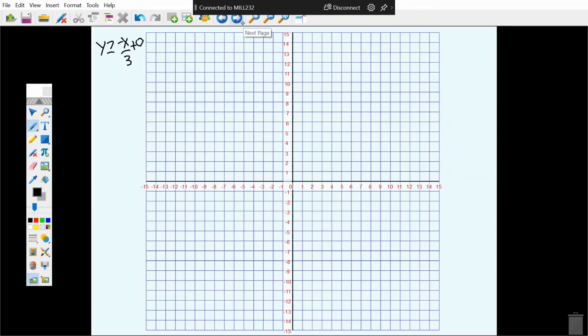Okay, so my y-intercept is 0. My slope is negative 1 over 3, so down 1, and then 1, 2, 3. I connect those dots. Now I do my test. For a test, again, I can't choose 0 and 0 for this one because it's on the line. I'm going to choose 2 and 2 as my test point.